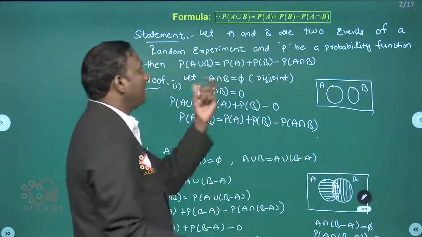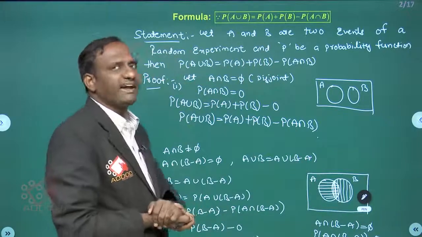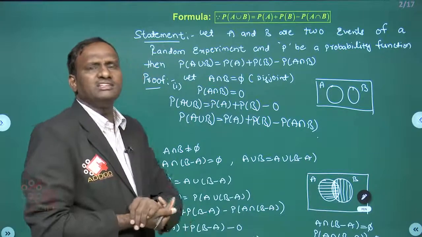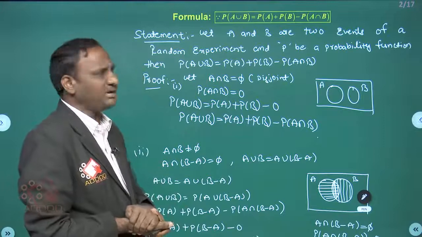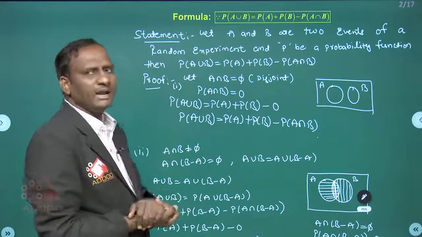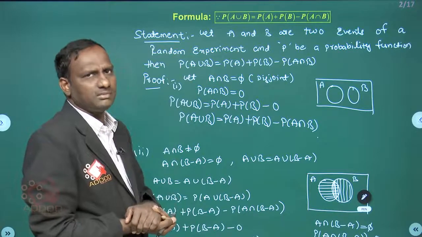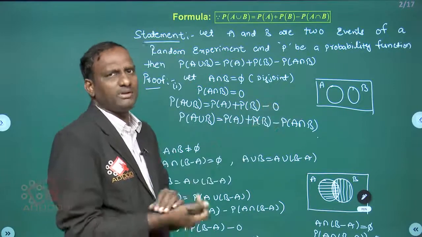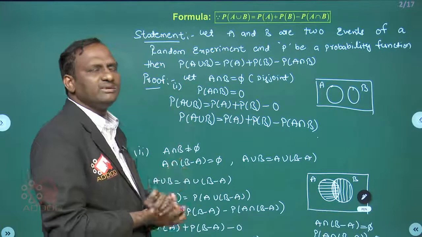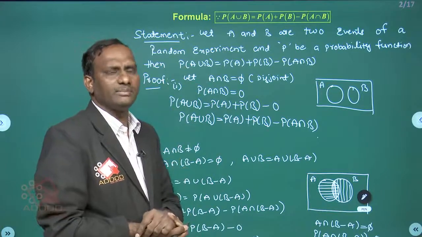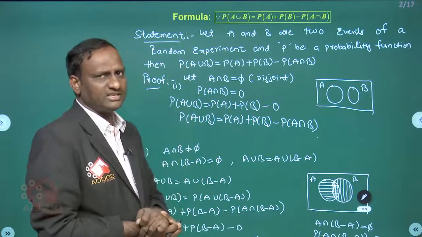In general he may ask in the exam: state and prove the addition theorem on probability. What is the statement? Let A and B be two events of a random experiment, and P be a probability function. Here P of A is greater than 0, P of B is greater than 0, in general you can write that also. The theorem is P of A union B is equal to P of A plus P of B minus P of A intersection B.